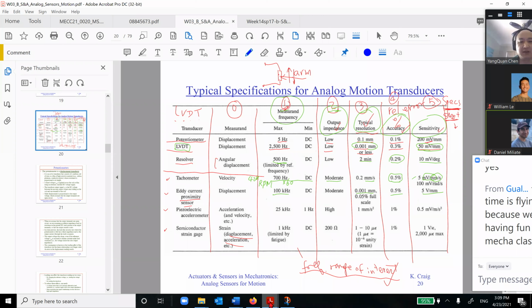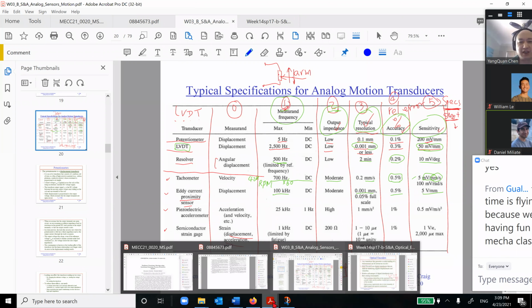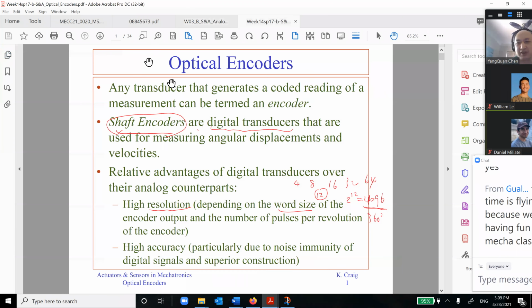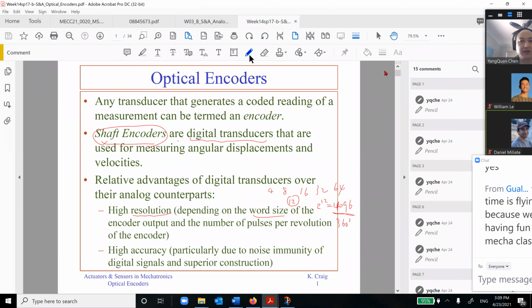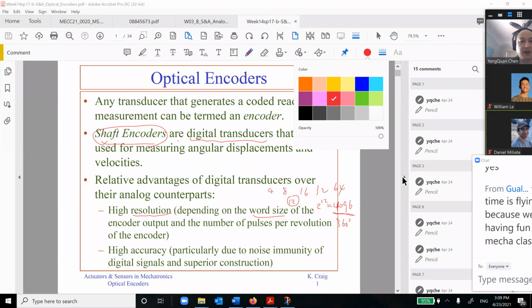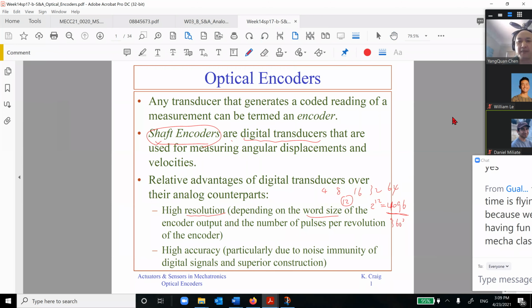Okay, so we have spent a good amount of time on this one. It's time to look into optical encoders, okay? It's mainly focused on the measurement of angular displacement, okay? It is usually in a digital form. Digital form, okay? So digital means binary, okay?